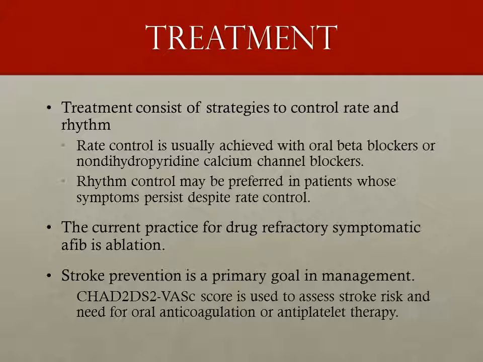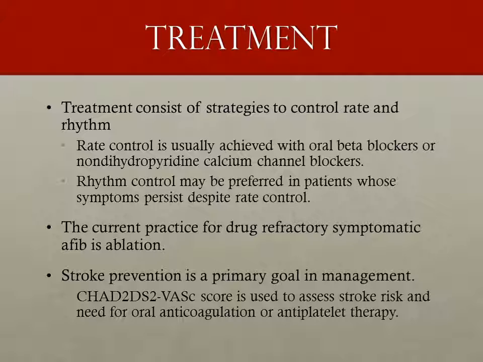Ablation is commonly used for patients with drug-refractory symptomatic AFib. Stroke prevention is a primary goal in management of AFib. The CHA2DS2-VASc score is used to assess patients and their risk of stroke. It takes into account risk factors and age, and it gives each risk factor a score of 1 or 2.